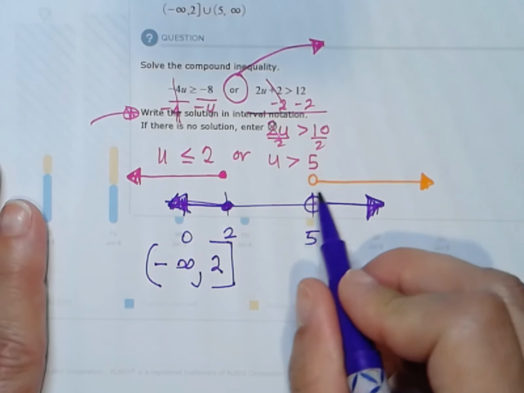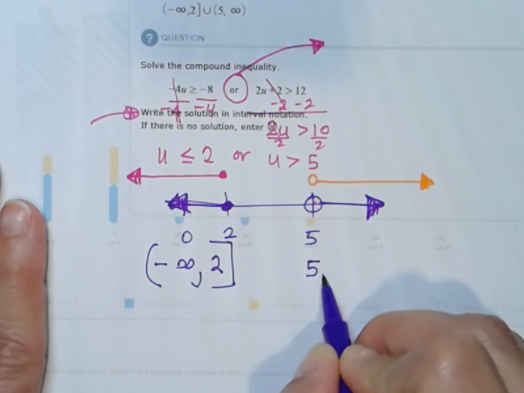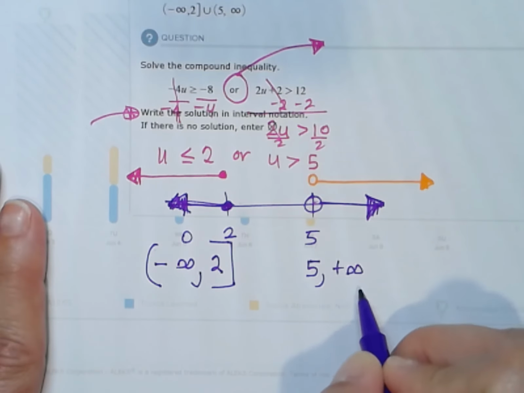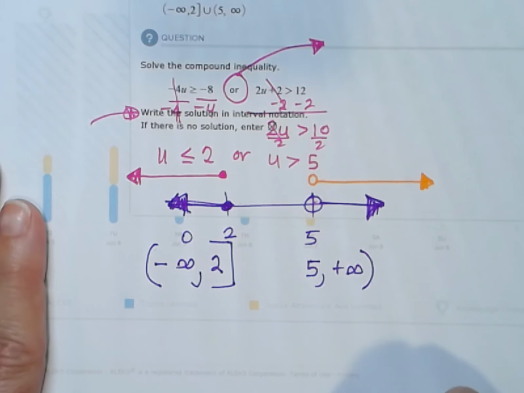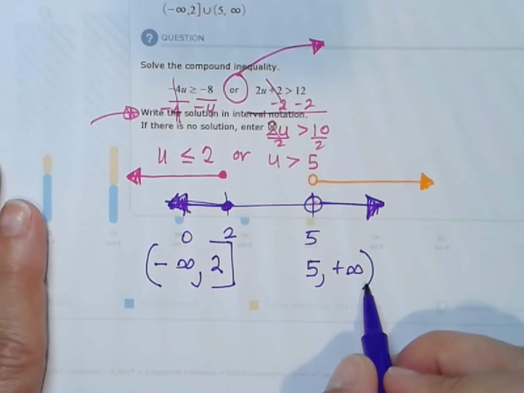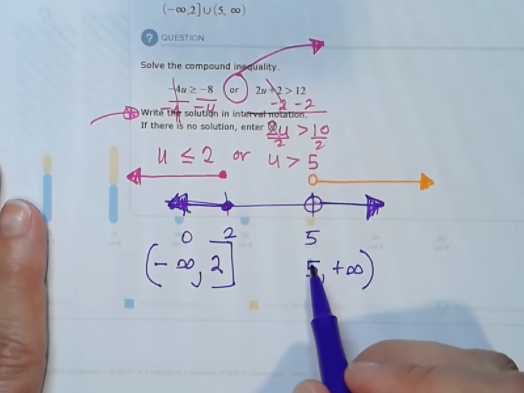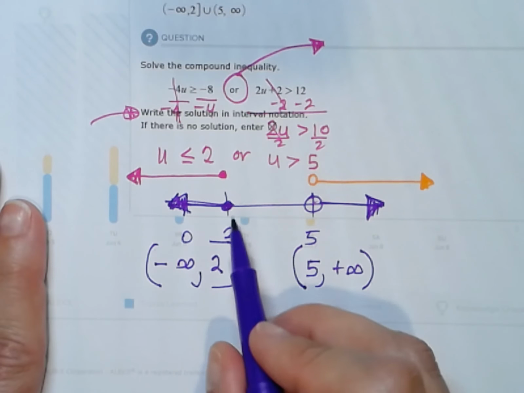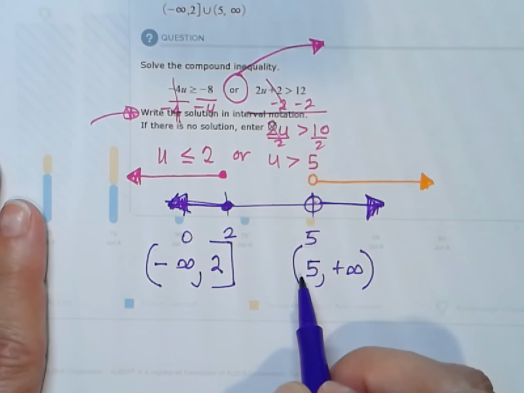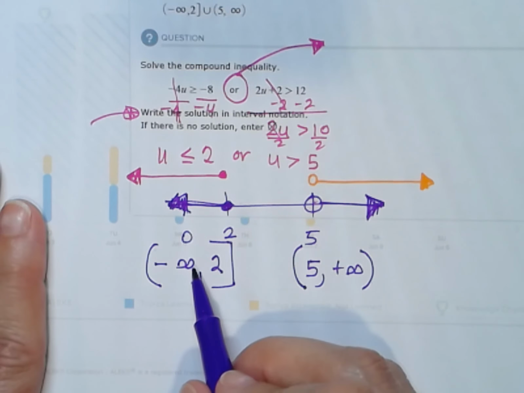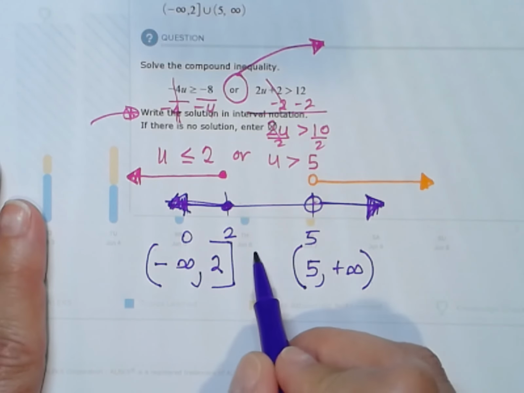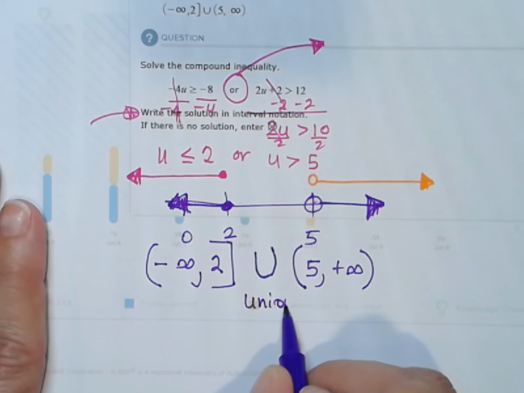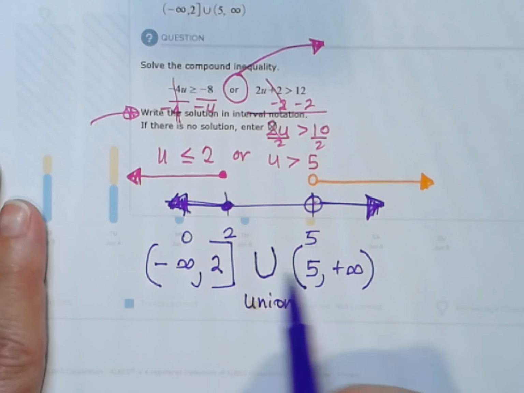Then for this piece of the number line, my smallest value is 5, and then the numbers are getting bigger and bigger, and so we say it goes out to +infinity. I always use a parentheses around infinity because it's not a real number, it's a concept. And for this 5, I'll use a parentheses this time because it was an open circle. Closed circle, bracket; open circle, parentheses. And now since I have to have this piece or this piece, I use a U symbol. That symbol means union. It means put them together. And so this is your final answer.